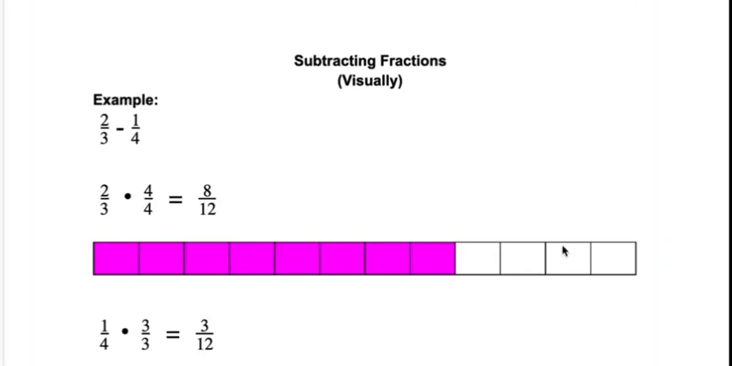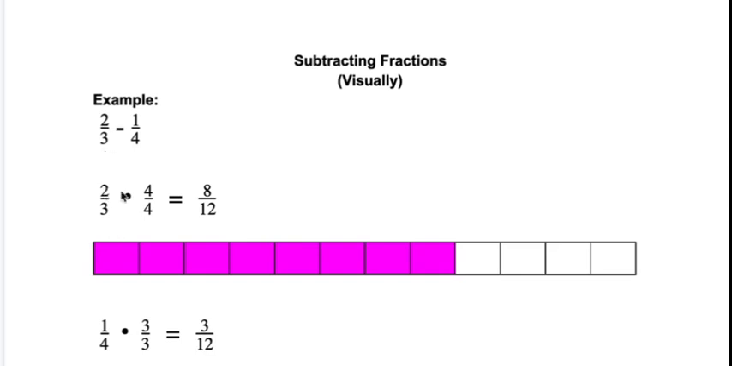So today we're going to look at subtracting fractions, and we're going to look at doing this visually. So we're going to start with the example of 2/3 minus 1/4. Just like with adding fractions, we need to find a common denominator. So I'm looking at my 3 and my 4, and the least common denominator of 3 and 4 is 12.